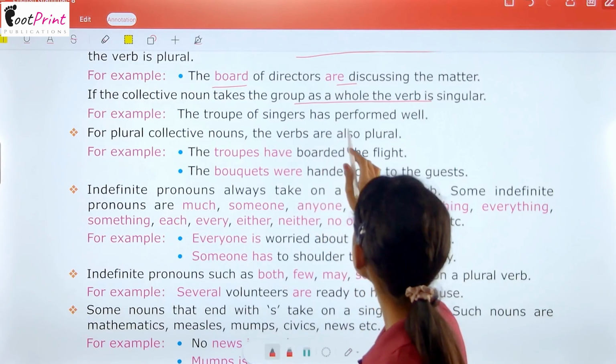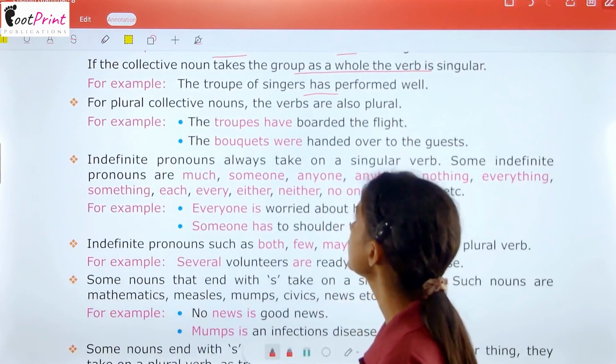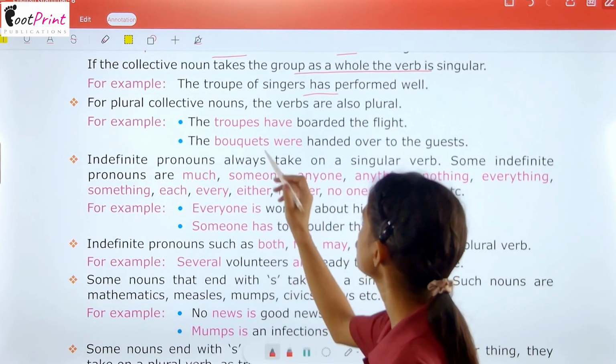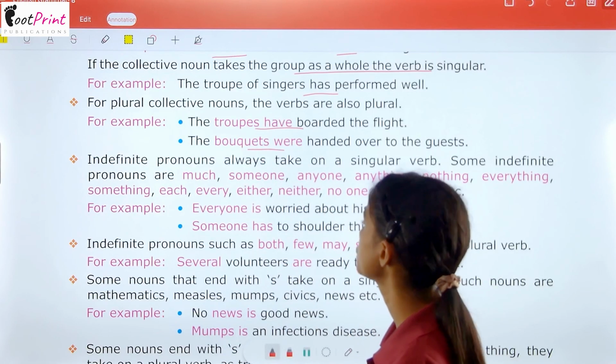The troupe of singers has performed well. Has. For plural collective nouns, the verbs are also plural. The troops have boarded the flight. The bouquets were handed over to the guests.